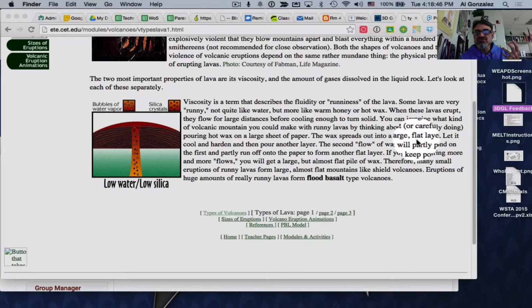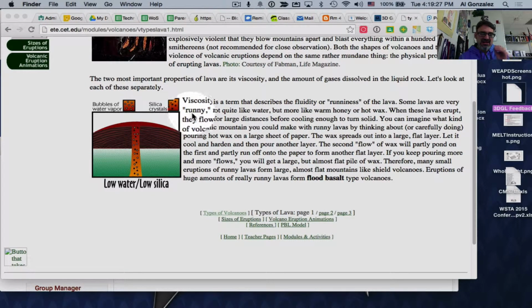The wax spreads out into a large flat layer. Let it cool and harden, and then pour another layer. The second flow of wax will partly pond on the first and partly run off onto the paper to form another flat layer. If you keep pouring more and more flows, you will get a large but almost flat pile of wax. Therefore, many small eruptions of runny lavas form large, almost flat mountains like shield volcanoes. Eruptions of huge amounts of really runny lavas form flood basalt type volcanoes.